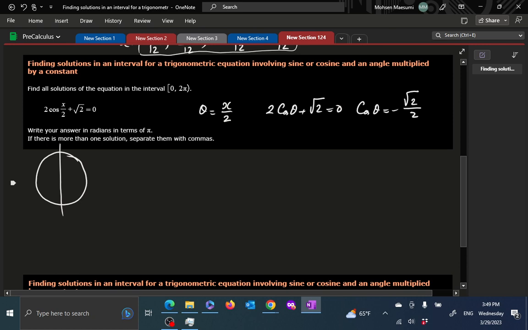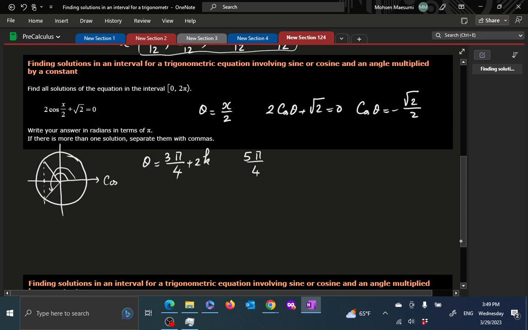Either look in the table or draw the unit circle. You remember this is cosine. Minus radical 2 over 2 is here, more or less. And your angles will be this one, which is theta is 3 pi over 4, or this one, which comes all the way here. So that is 5 pi over 4. Both of them give you cosine of minus radical 2 over 2.